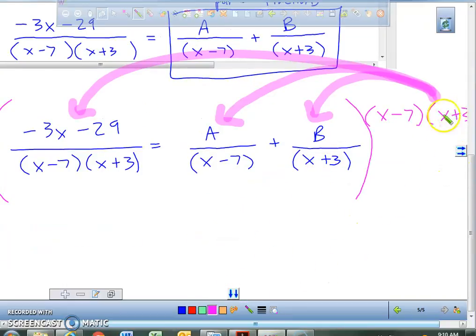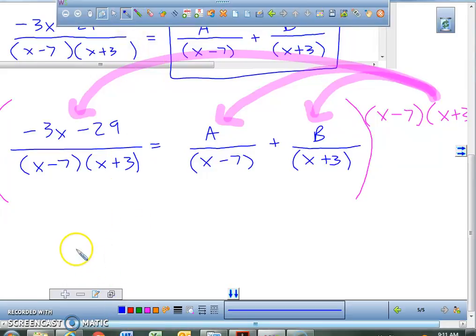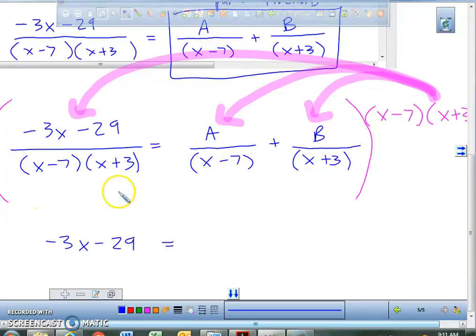So when we do this, what's going to cancel out in this one right here? The denominator will totally cancel out. This x minus 7 will cancel out that x minus 7. This x plus 3 will cancel out this x plus 3. And all you will have left is negative 3x minus 29. That's all you will have left because these will end up canceling each other out. Equals, I have an A right here.